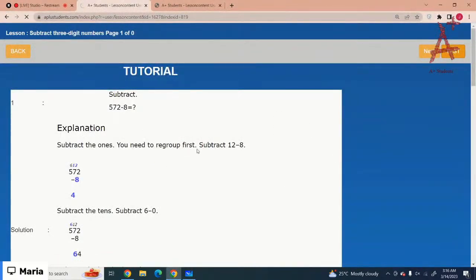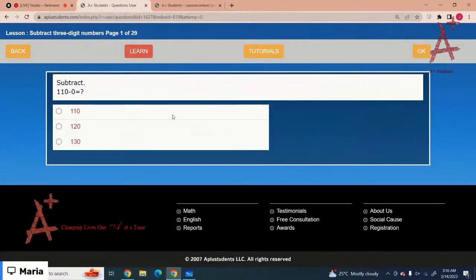Okay, let's just start with the test questions so that we can do the practice questions. You can have a look at tutorial one by yourself. Got it? Okay, the first one is 110 minus 0. So when you subtract 0 from any number, the answer equals the number itself. Got it? So 110 subtract 0 equals 110. So just select the correct option and click on the OK button.